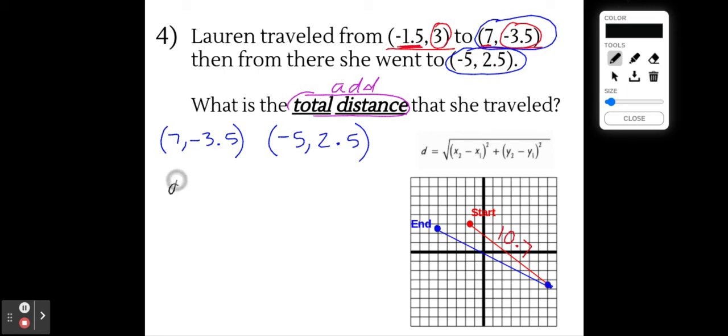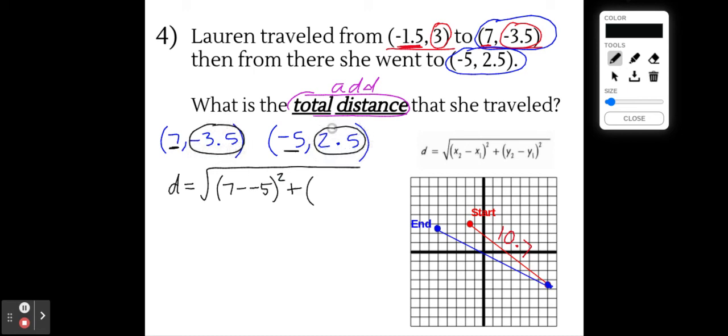Okay, so distance equals square root. All right, so now we want to take the x's, 7, subtract negative 5, squared. Now we're going to subtract the y's. This is negative 3.5, subtract 2.5, and that's squared. Okay, so we've got to grab the calculator.